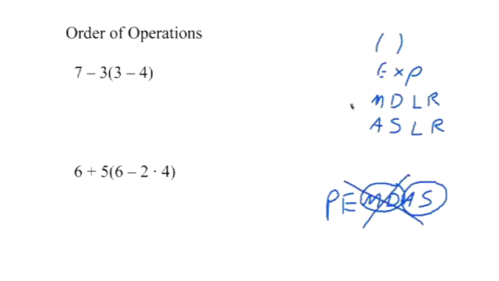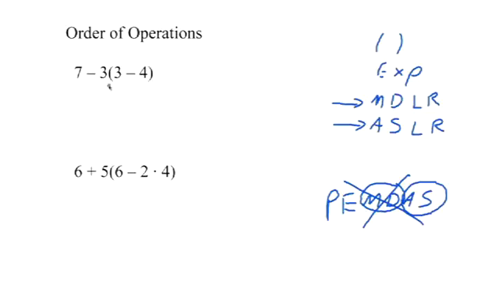So these are the rules that we recommend you pay attention to. Once you've done your parentheses and exponents, do all your multiplication and division in order from left to right, and then do all of your addition and subtraction in order from left to right. Okay, let's start doing some.